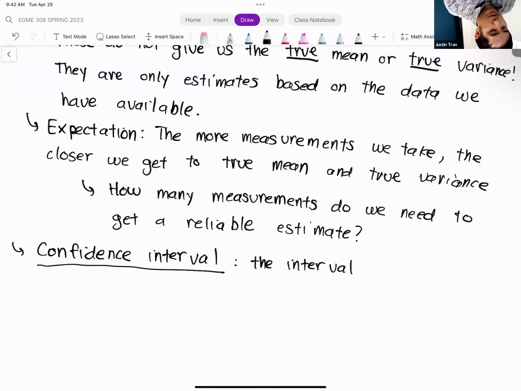Let me define it like this. The confidence interval is kind of two things. On the one hand, it is an interval, so it's a lower bound and an upper bound. But associated with that, you also have a certain level of confidence, usually given as a percentage, of how confident you are that the value is going to be within that interval.